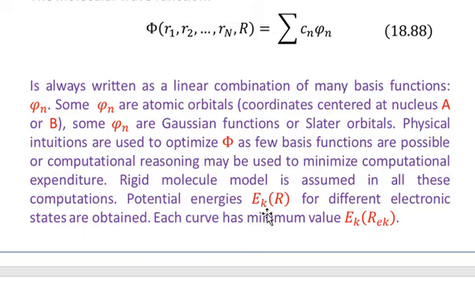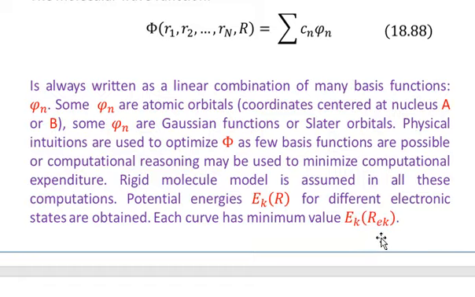Potential energies Ek as a function of R. So Ek belongs to the electronic state. Potential energies Ek of R for different electronic states are obtained. Such a curve has a minimum value, Ek evaluated at the equilibrium distance Re.